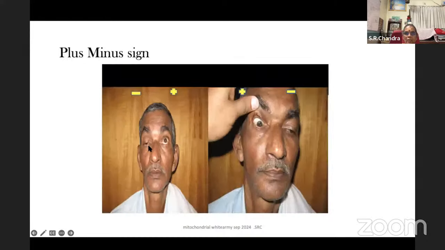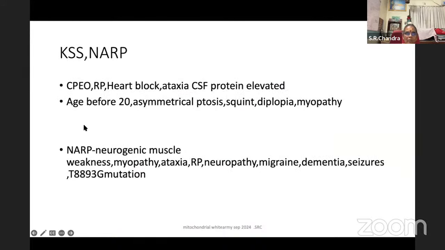And here you see what sign of myasthenia, the plus-minus sign. When you close one eye, the other eye opens. When you close the other eye, this eye opens. That is called the plus-minus sign. That will not be there in mitochondrial disease.